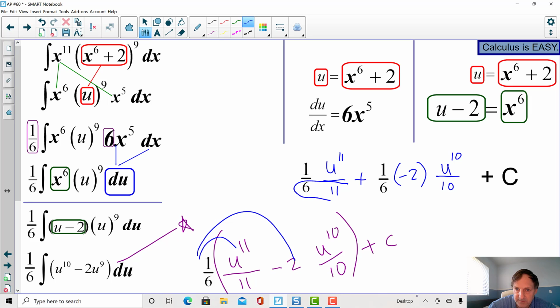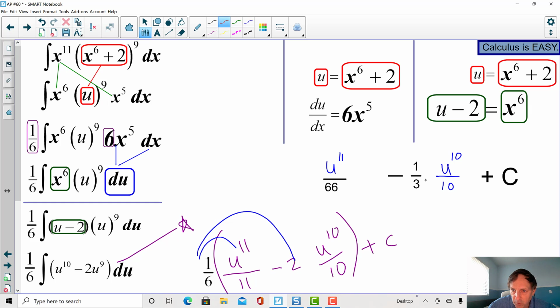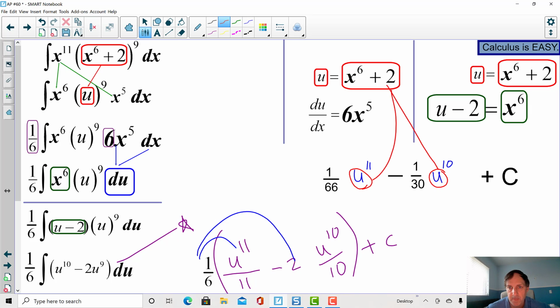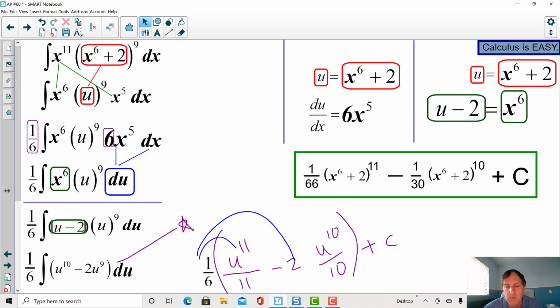Here we have 6 times 11, that's 66. This right here is going to be negative 1/3. And of course we can do the 3 times the 10 and we get a 30 on the bottom. And now all we have to do is plug in for the u. Remember the u was x to the 6 plus 2. And that's it. That's our final answer. Let's put a box around it. And now we're done.